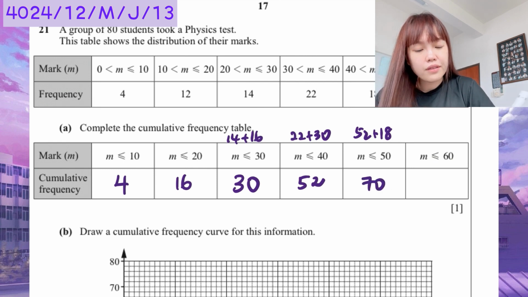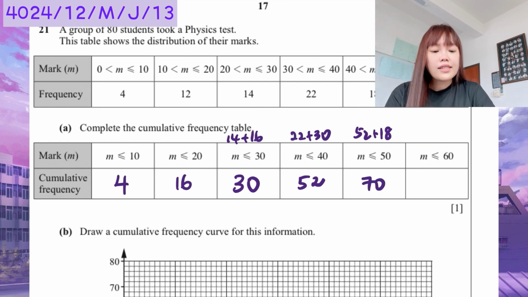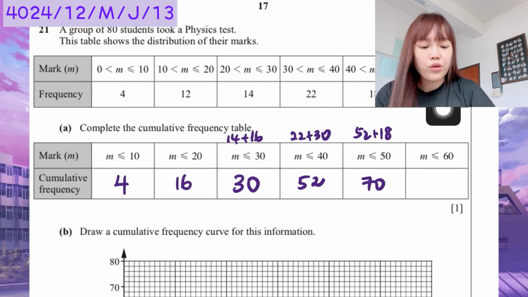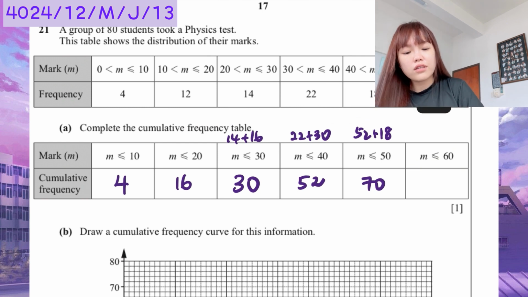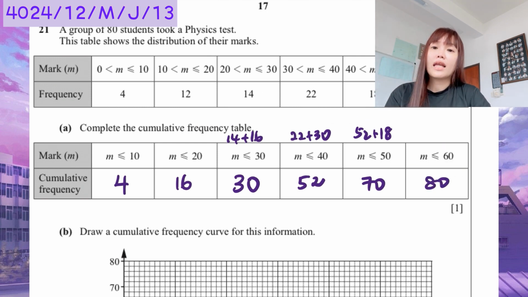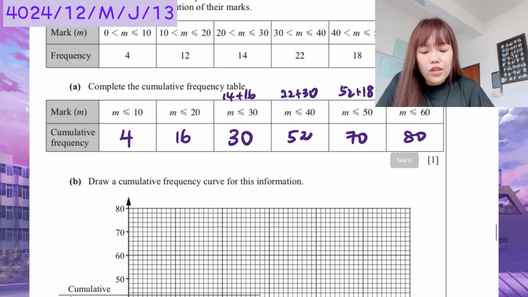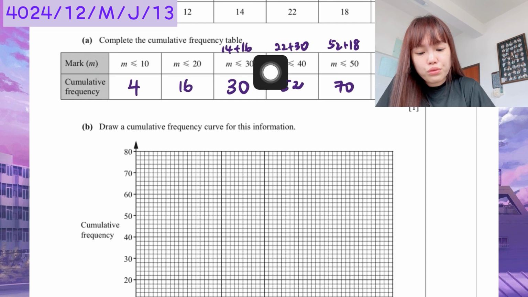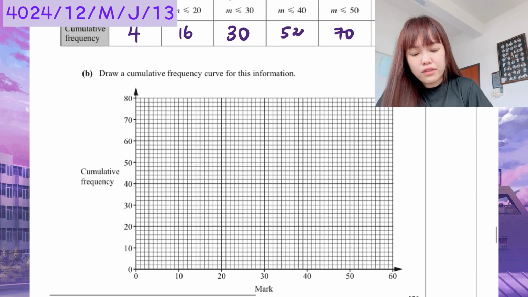Okay, it's 70. Then less than 60 is all here, less than or equal 60. So here until here is 70 plus 10, 80. Easy, yeah? Okay, so after that we draw a cumulative frequency curve. We draw according to this cumulative frequency table.